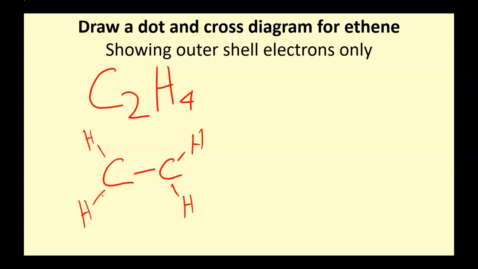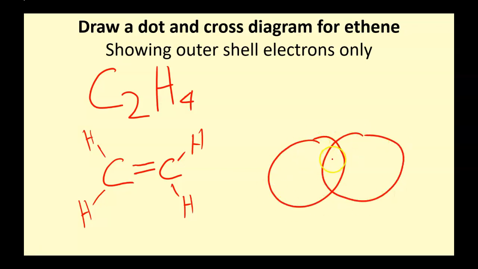Now carbon only forms 4 bonds. You can see here it's formed 3 bonds, so the solution to this is to put a double bond between the 2 carbons. So we can now convert this into a dot and cross diagram. For simplicity's sake, I will just redraw it. Dot cross, dot cross.